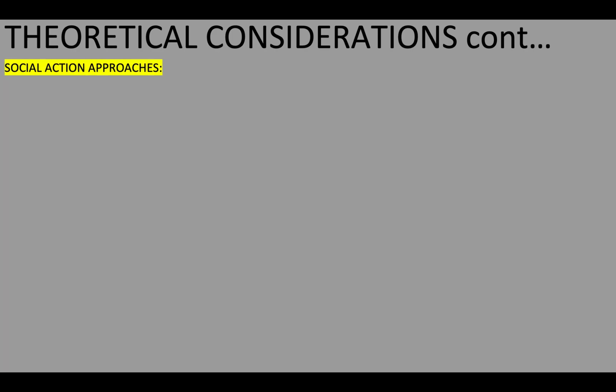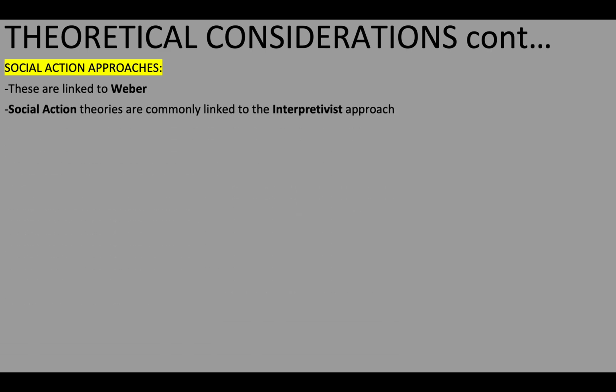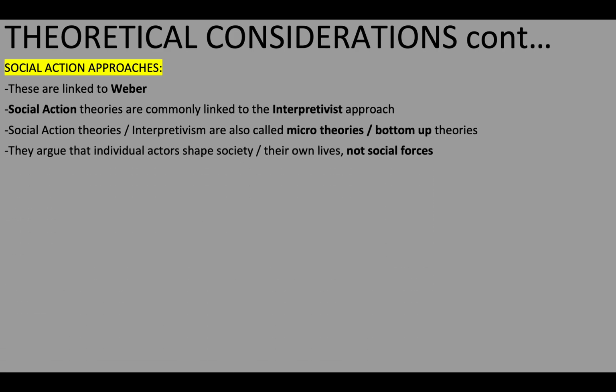So let's continue. So social action approaches, they are linked to Weber. Again, see the other video. Okay, social action approaches are commonly linked to interpretivism or the interpretivist approach. They are called micro theories or bottom-up theories. They argue we as actors each shape our own lives, not social forces. Okay, they argue we all have free will. So our actions are voluntaristic, they are not determined. We shape our own lives. We can avoid social forces or they are not as impactful as, say, positivist or structural approaches argue.